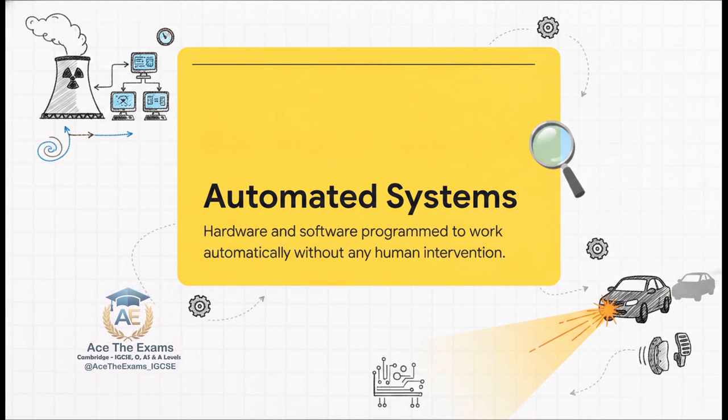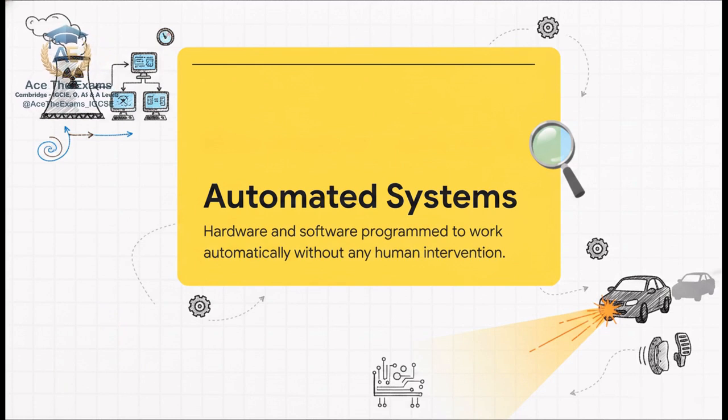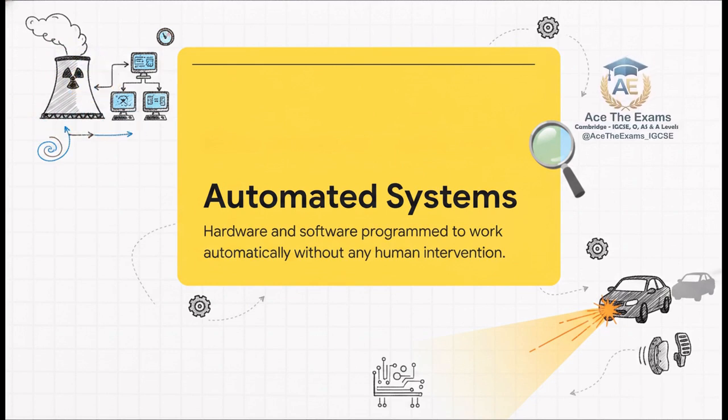By definition, they're a combination of hardware and software designed and programmed to work automatically without any human intervention whatsoever. Think of a nuclear power station's distributed control system. It's this massive, powerful computer network monitoring temperature, pressure, and radiation levels 24/7, ready to automatically shut down processes if parameters are exceeded. No human hand pulls a lever, the system does it.